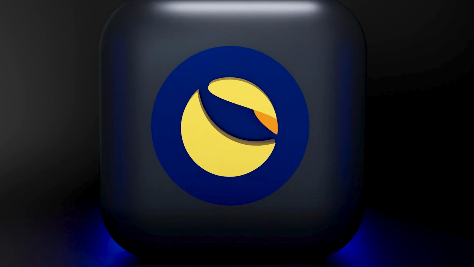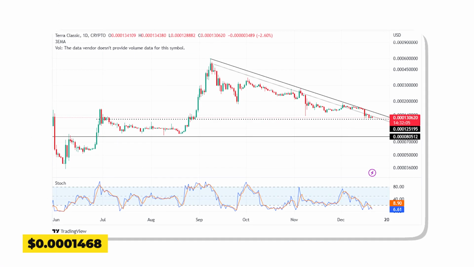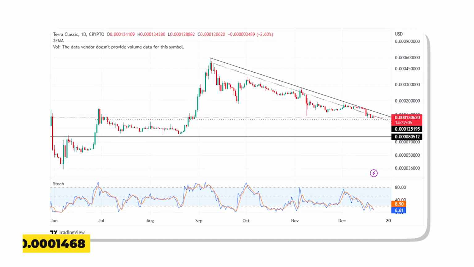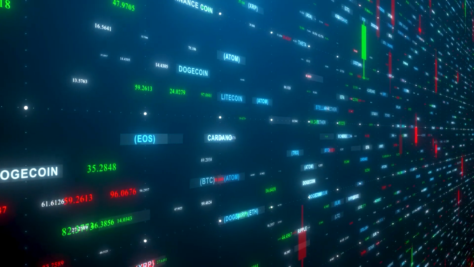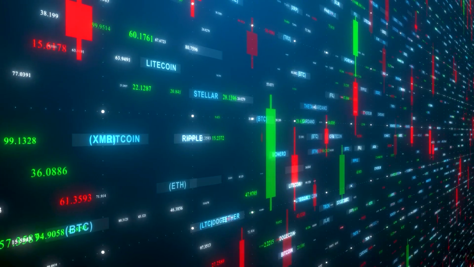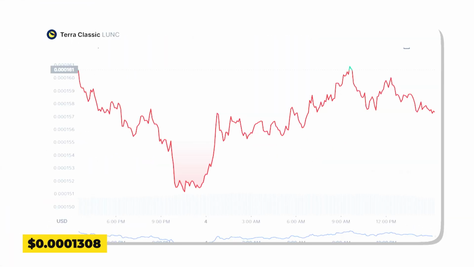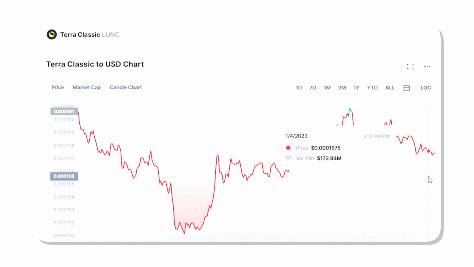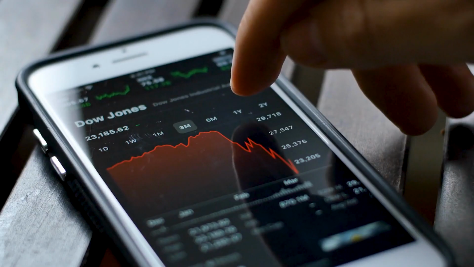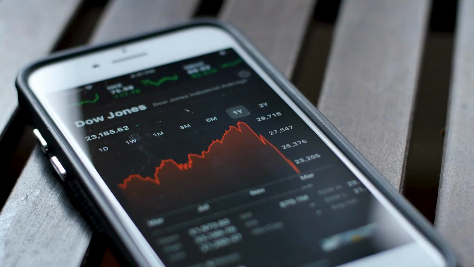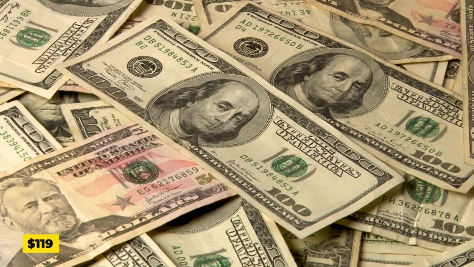Last week, LUNC broke free of the consolidations between $0.000148 and $0.0002, which dealt another blow to the bulls. LUNC is currently trading hands at $0.000138 after losing 2.3% of its value on the day. The Terra Luna Classic has performed dismally this year. Consider it is trading 100% below its all-time high of $119.